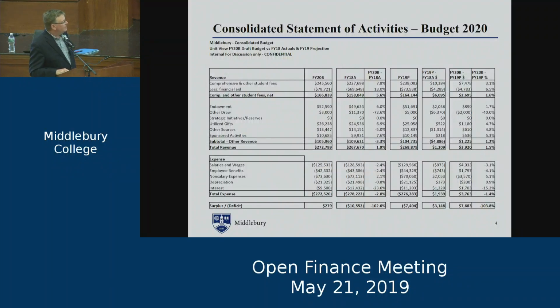On the expense side, you can see the total expenses of $272.5 million in 2020. That is actually down from $276 million. So expenses are actually going down. Interestingly enough, the $272 million is roughly the same number expenses were in 2016. So all your hard work has paid off in keeping expenses flat as we've been able to grow revenue.